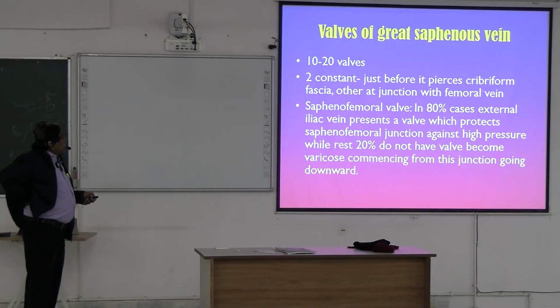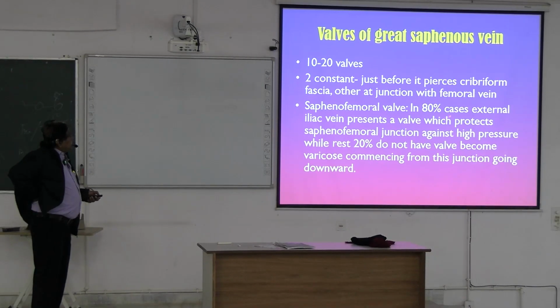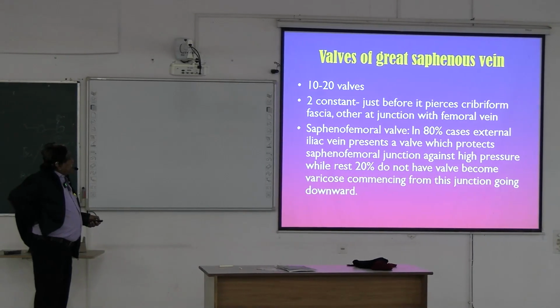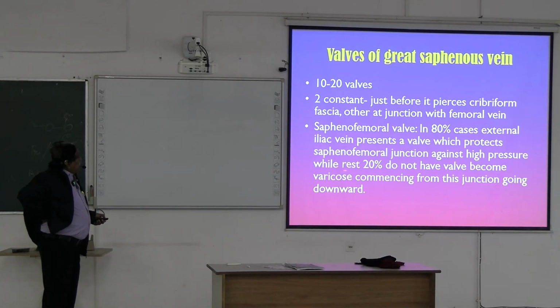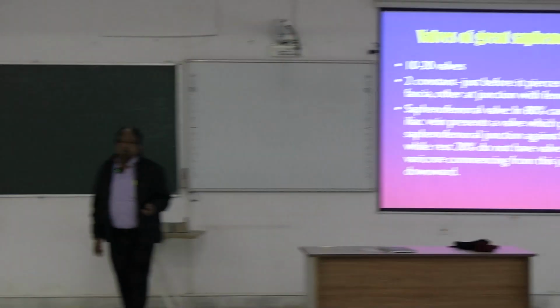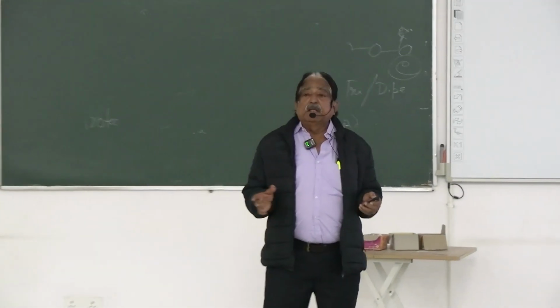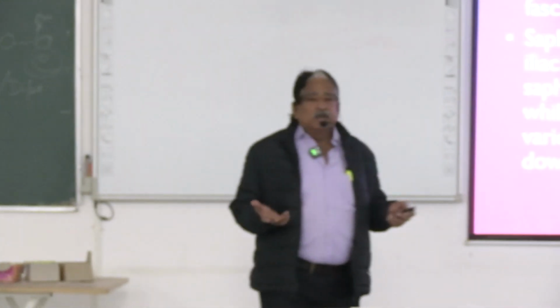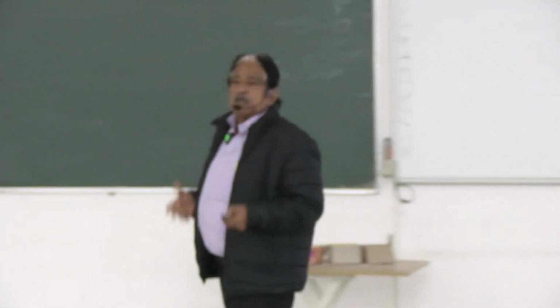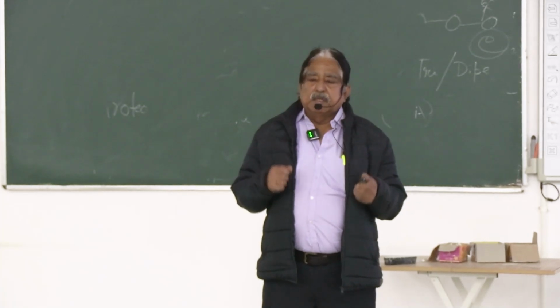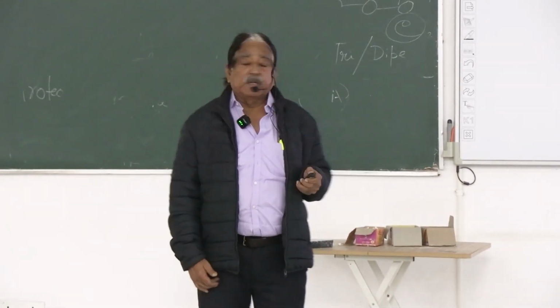Now, in 80% the external iliac vein presents a valve which protects the junction against high pressure, while the rest 20% do not have valves and become varicose, commencing from this junction going downwards. Now, varicose veins are a complication for people who work in the army, in the police, even nursing staff, even doctors. If you are standing and working for a long time, then there is varicosity.